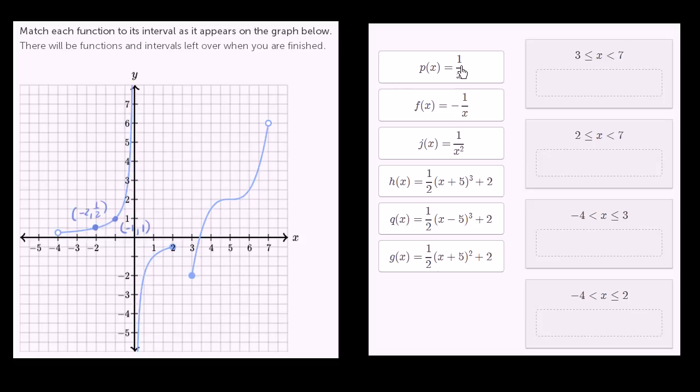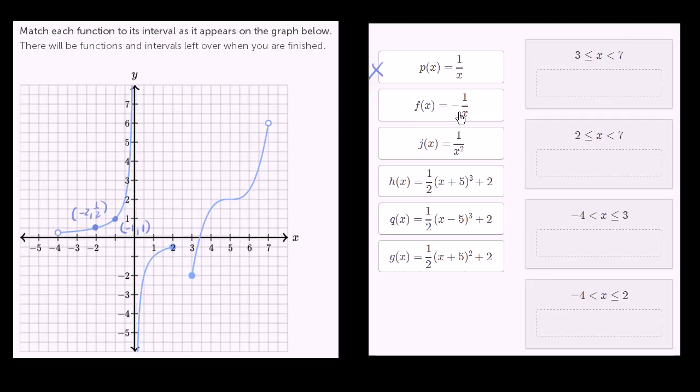So 1 over x. So let's see. If x is -2, 1 over x would be -1/2, not +1/2. So this isn't being used to define this first section. So we can rule that out for at least the first section.